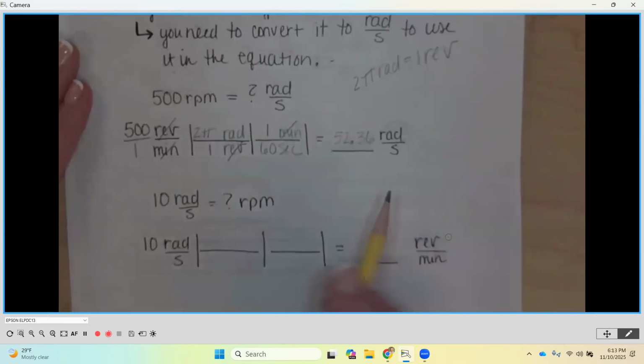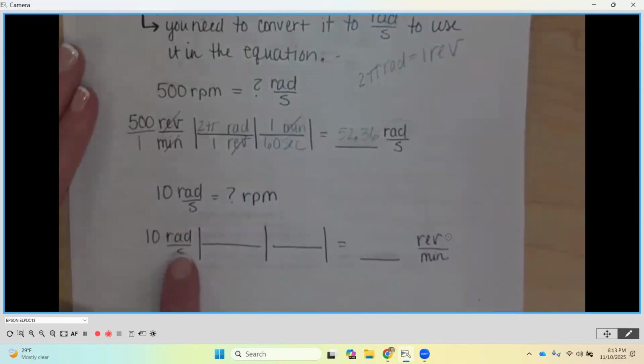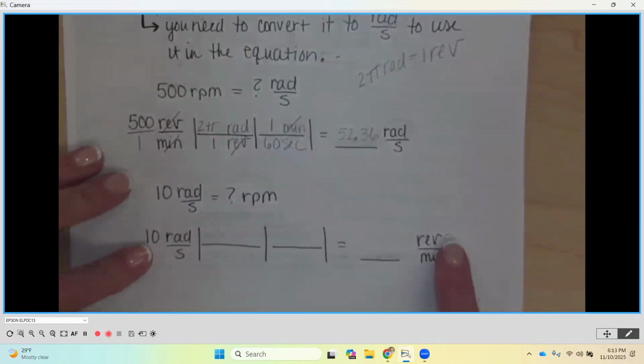All right. So this was RPMs to radians per second. Now we're going to go radians per second to RPMs. So we're going to start with 10 radians per second. Okay. And now I need to get to revolutions per minute. So I expanded out RPMs over here.